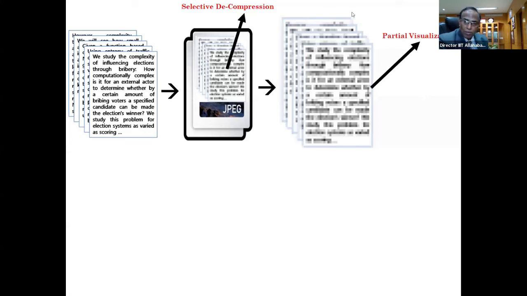In case when I am reading, I want to recollect and receive what was in this line, and my eyes will go up. Immediately the machine should understand that my eyes have gone up and that line should get decompressed again. Is it okay? Quite interesting. You should do that. Can we do that? Selective decompression and partial visualization. That's the challenging problem with machine learning.